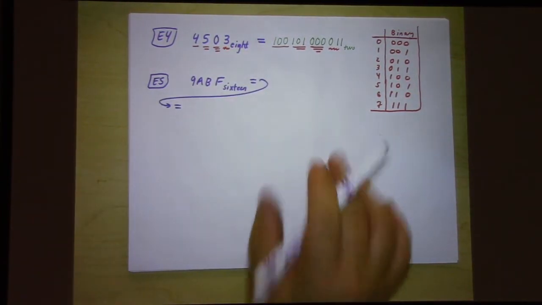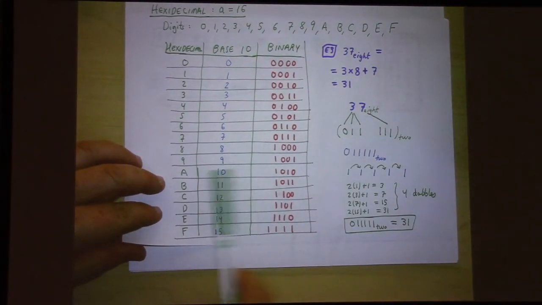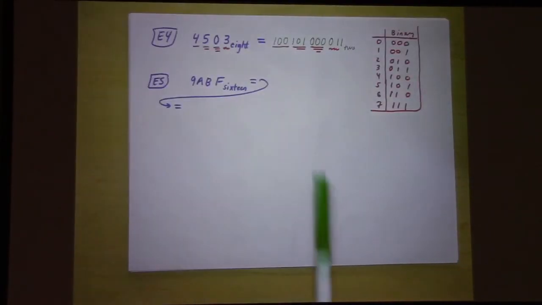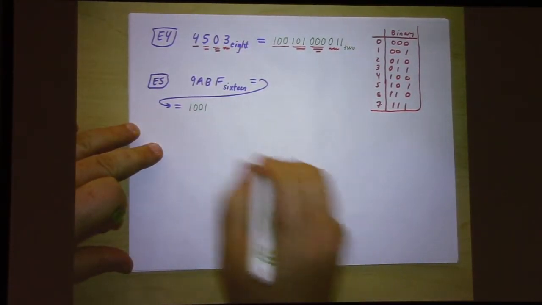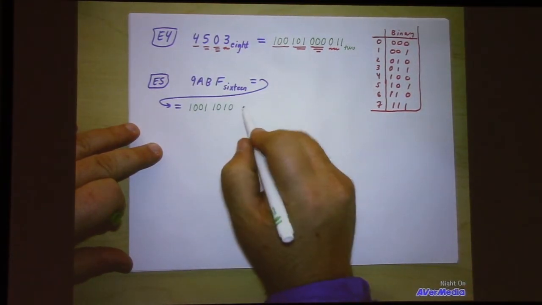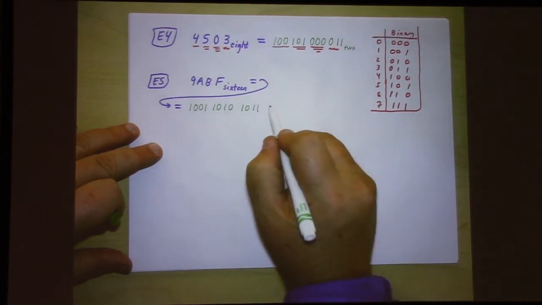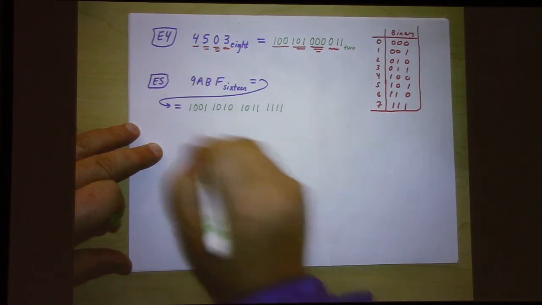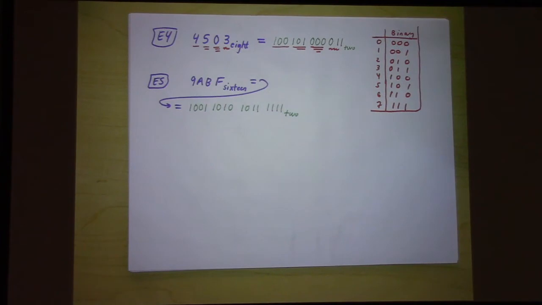So what is 9? If you go back to my previous slide, 9 is 1001. My A is 10, which is 1010. My B is 11, which is 1011. My F, as we've talked about before today, is 1111. And so there you go. That's this hexadecimal number expanded base 2.